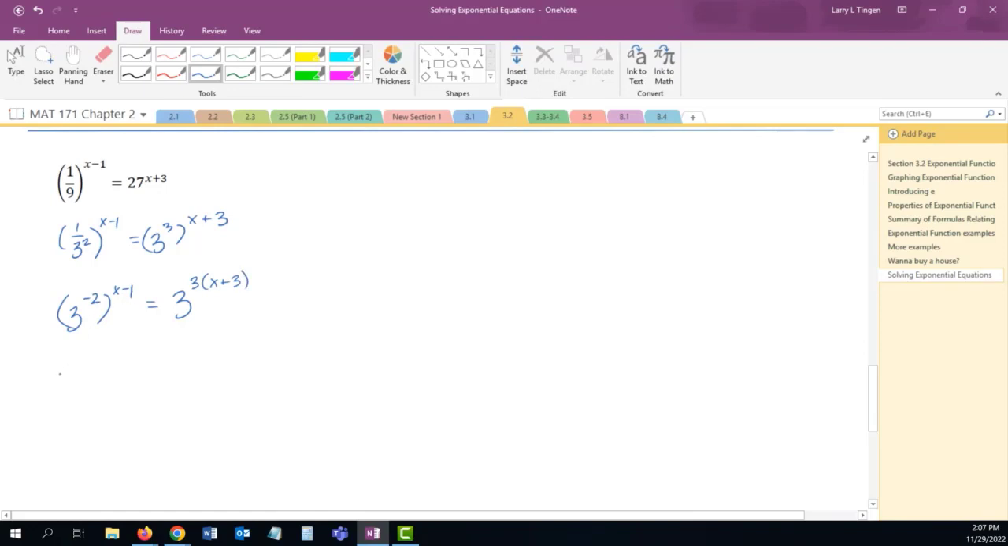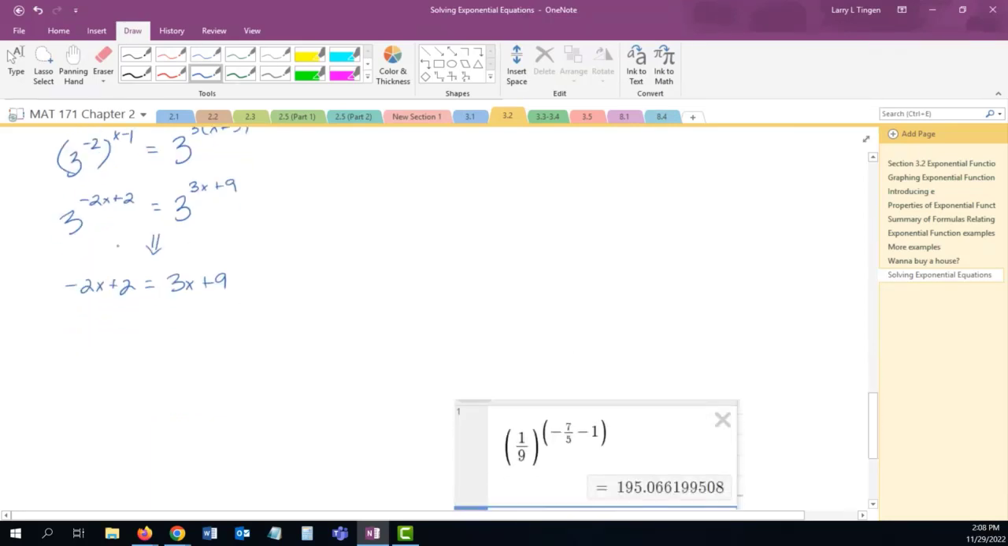Negative 2 times x is negative 2x. Negative 2 times negative 1 is positive 2. And then on the right, I have 3 to the 3x plus 9. And this was the goal. I have the same base on both sides. So now I know if these two are equal, then negative 2x plus 2 must equal 3x plus 9.